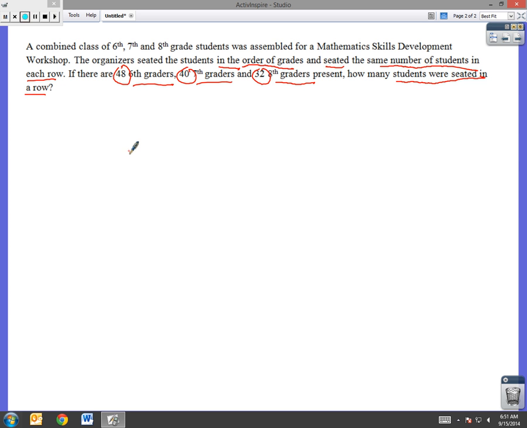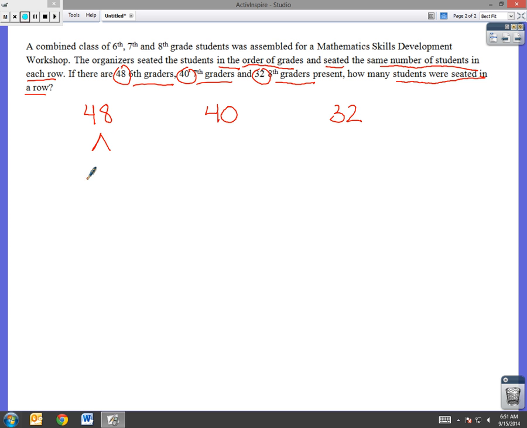This has to do not with LCM. I'm not finding their least common multiple, I'm finding their greatest common factor. Now, take a look at this. I'm going to do the prime factorization of these 3 numbers. So we have 48, 40, and 32.